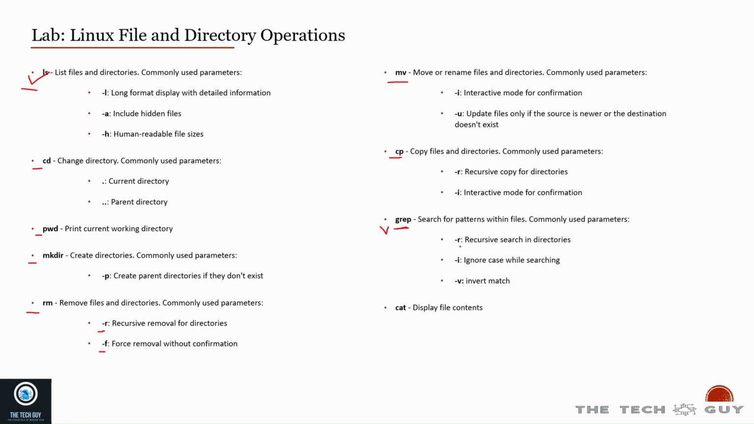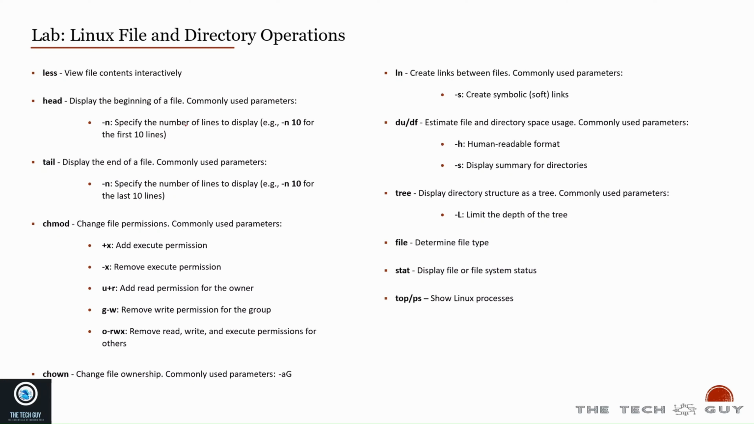You can use grep with different parameters to tweak how you want it, and then you can use cat to display file contents. But in my practical day-to-day life, I do not really use cat. Instead, I use less, because less lets you view files interactively. You can search also. You can view line by line, page by page. I'll show in the lab why I'm saying I use less.